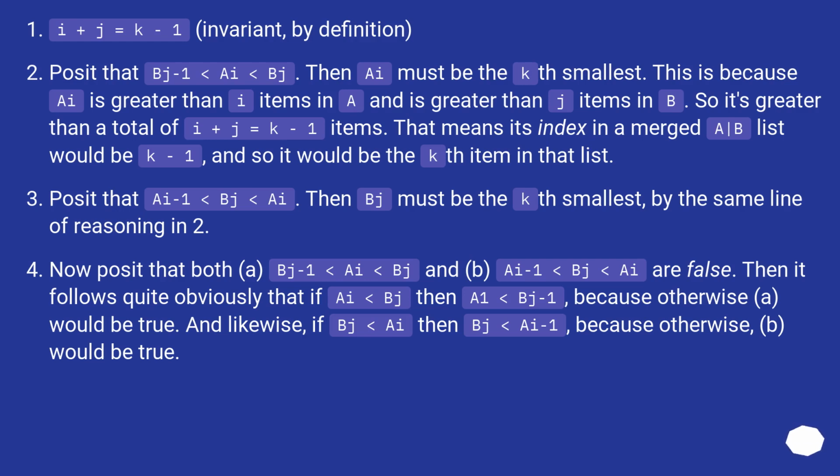3. Posit that ai1 is lower than bj is lower than ai. Then bj must be the kth-smallest, by the same line of reasoning in 2. 4. Now posit that both, a, bj1 is lower than ai is lower than bj, and, b, ai1 is lower than bj is lower than ai, are false. Then it follows quite obviously that if ai is lower than bj, then ai1 is lower than bj1, because otherwise a would be true. And likewise, if bj is lower than ai, then bj is lower than ai1, because otherwise b would be true.